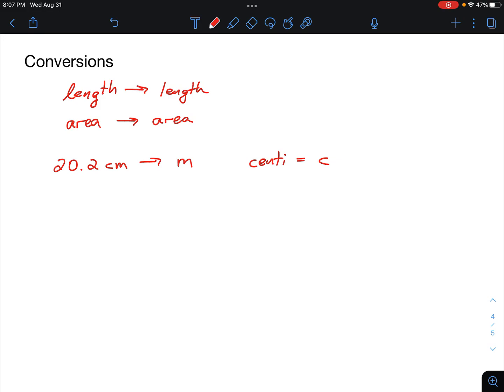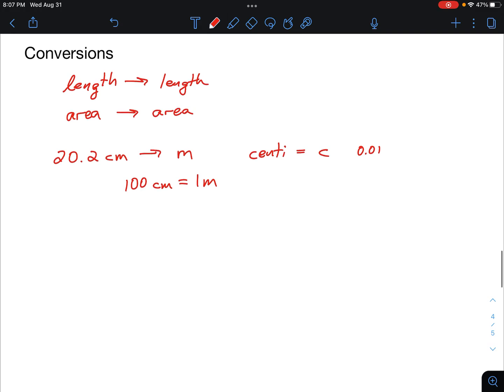Technically, centi means 0.01. But I think it's more helpful for you to think about how many centimeters there are in a meter. So I would always borrow from the knowledge that you already have. And you know that there are 100 centimeters in 1 meter. So this is the conversion factor that we're going to use in the problem.